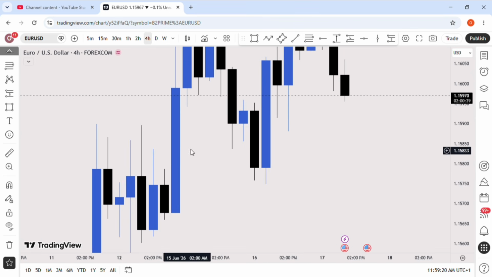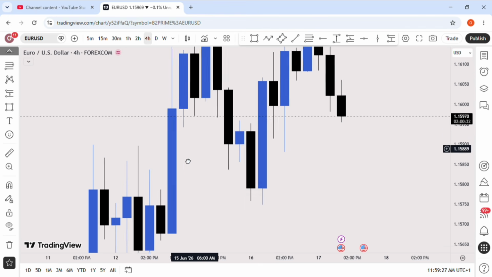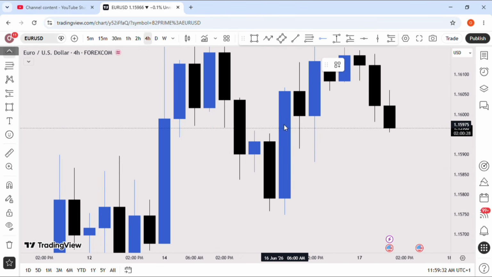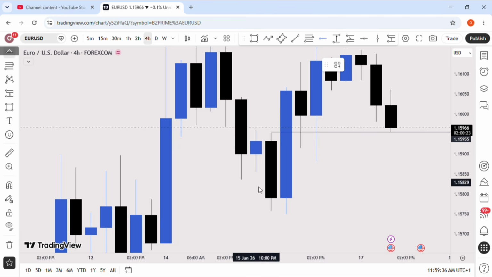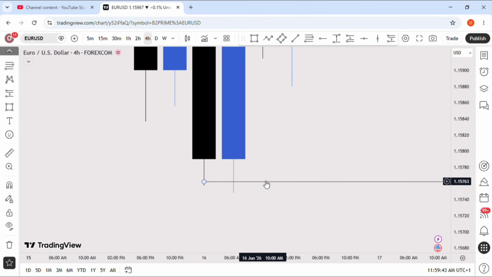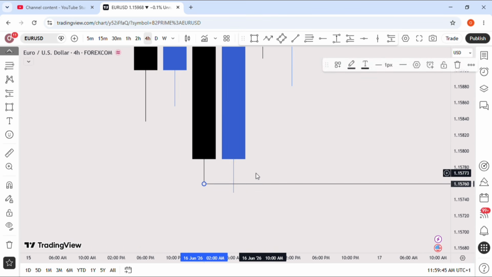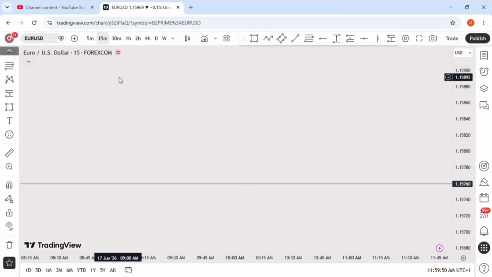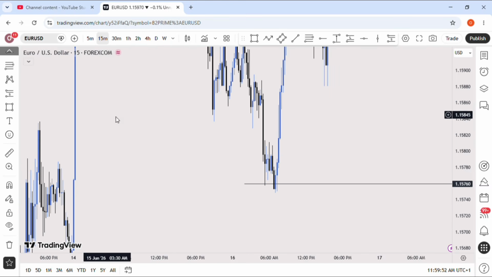This is our 4-hour candlestick on the 16th of June. As I said, the first step is to find the liquidity. And to find the liquidity, you're marking out the high and the low of that particular candlestick. So after marking out the high and the low, we are waiting for what? A liquidity sweep, either to the upside or to the downside. That is going to be done in the 15-minute time frame.